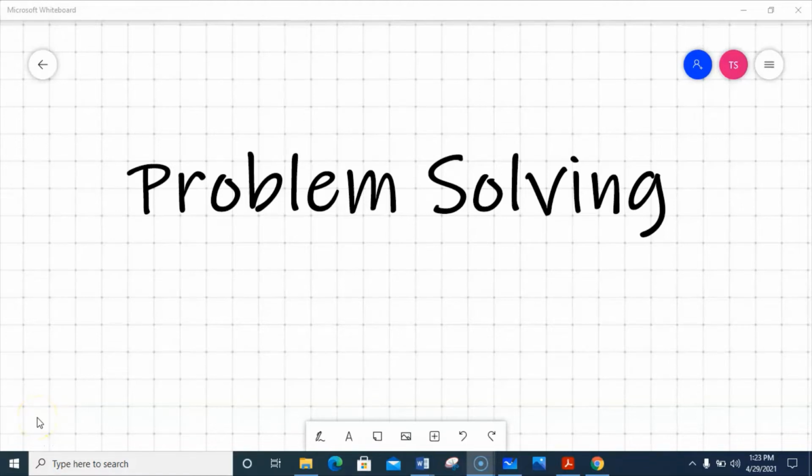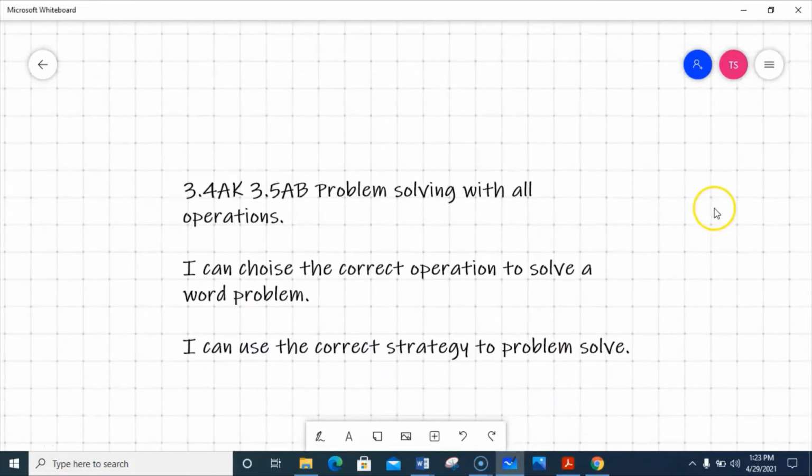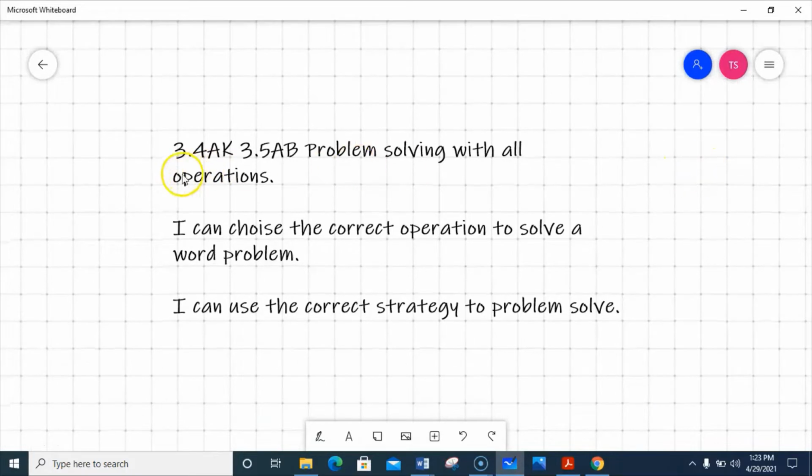We're going to be talking about problem solving today, and a wide variety of skills, really. We're going to be talking about 3.4A and K and 3.5A and B, and that's problem solving with all operations, basically. The I can statements are: I can choose the correct operation to solve a word problem, and I can use the correct strategies to problem solve.